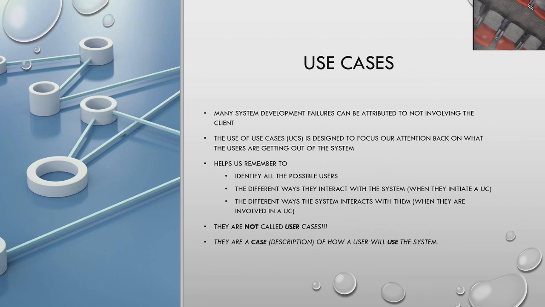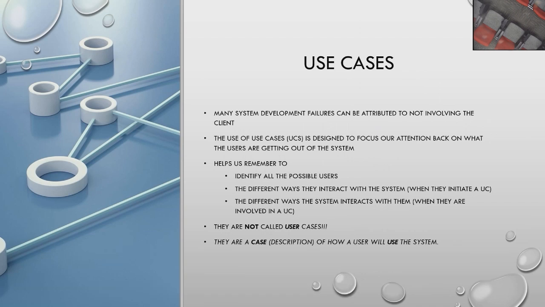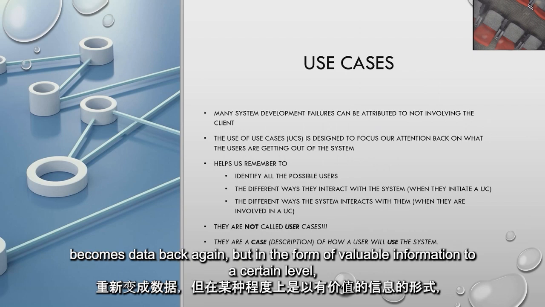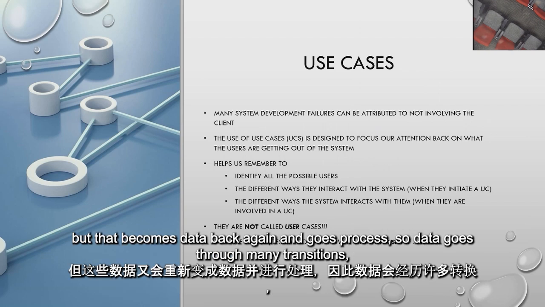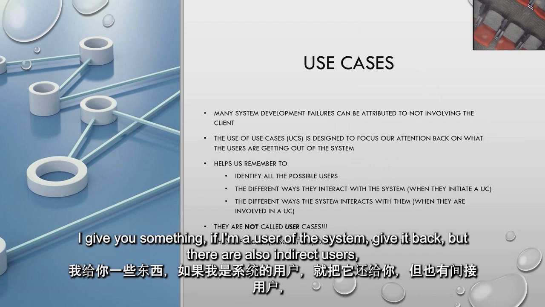But when I provide, everything that I provide goes through a lot of changes because data gets manipulated. It gets merged, it gets transformed, right? Transformed data becomes data back again, but in the form of valuable information to a certain level, and that becomes data again and gets processed. So data goes through many transitions because it goes through a series of many different operations. At the end of the day, I give you something. If I'm a user of the system, give me back.